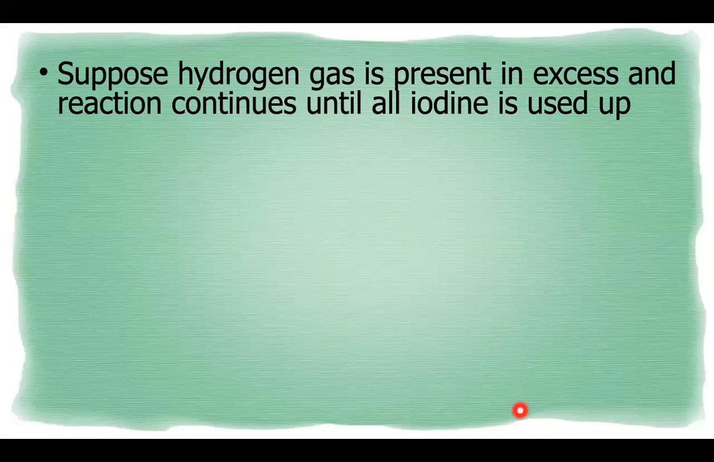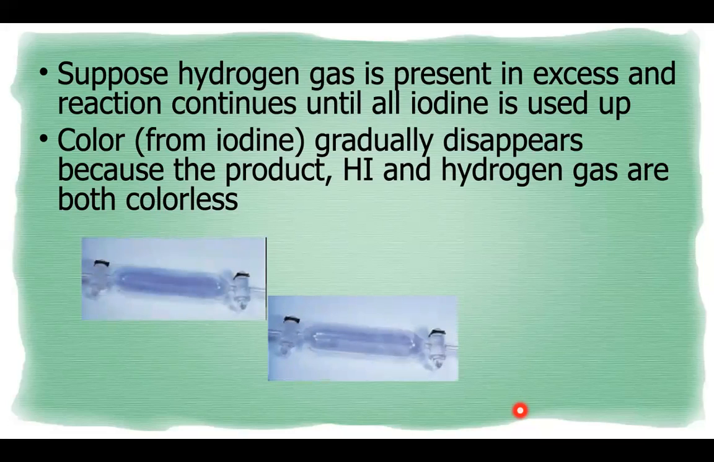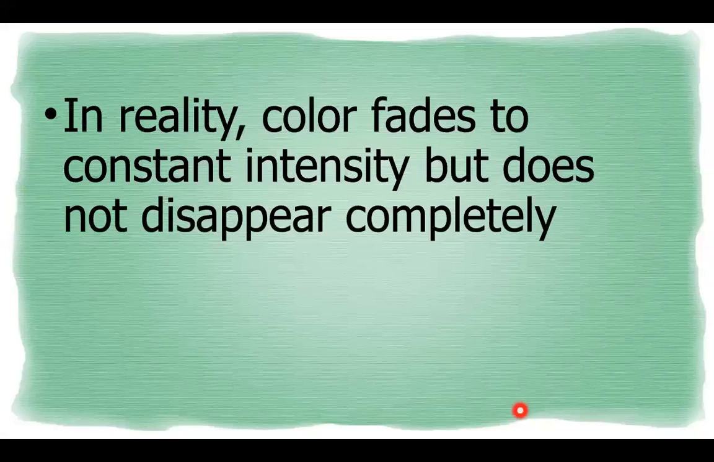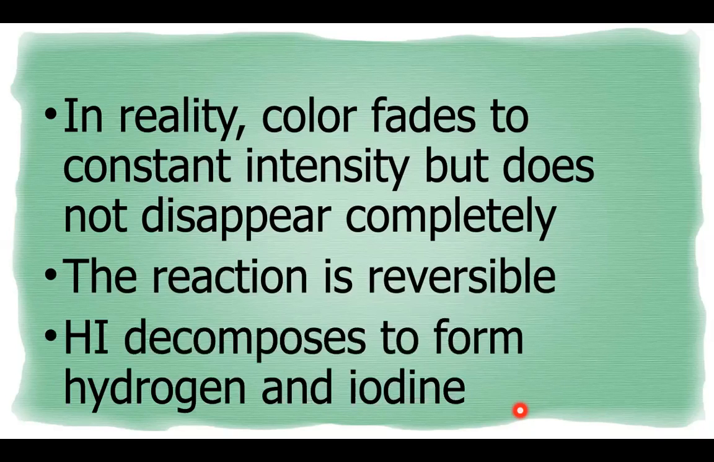Suppose the hydrogen gas is present in excess and the reaction continues until all of the iodine is used up. The color from the iodine gradually disappears because the product, HI, and the hydrogen gas are both colorless. So again, as iodine is used up and it forms the colorless hydrogen iodide, that purple color will fade. In reality, the color fades to a constant intensity, but it doesn't disappear completely because the reaction is reversible. The HI is going to decompose to reform hydrogen and iodine.